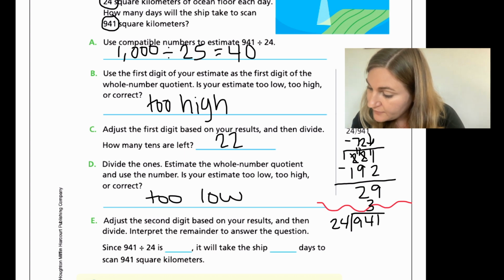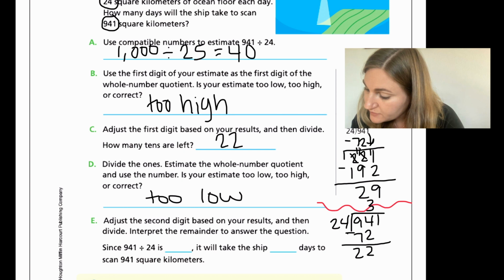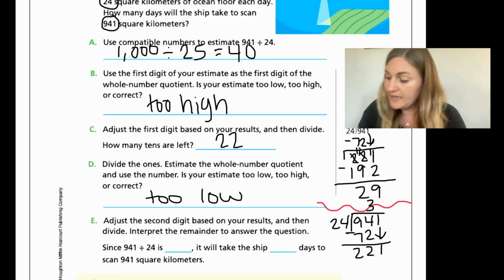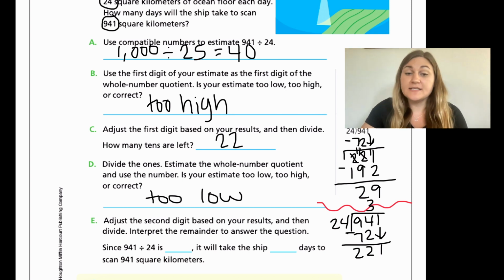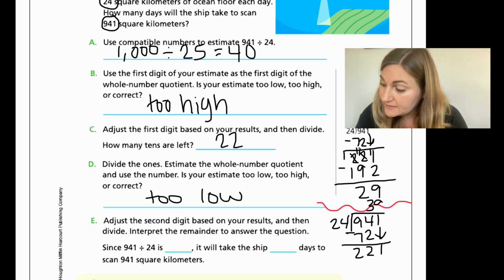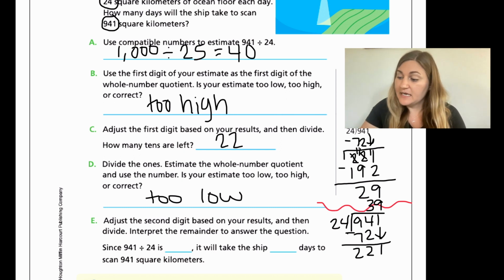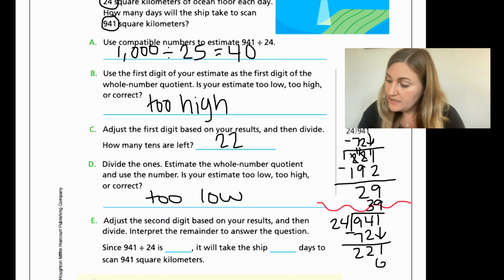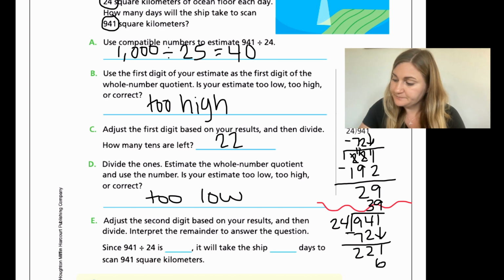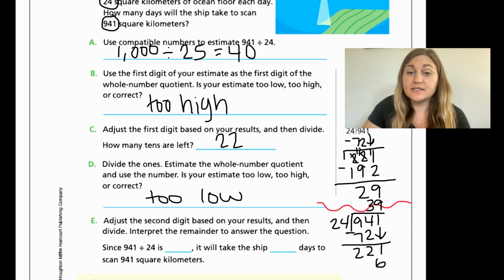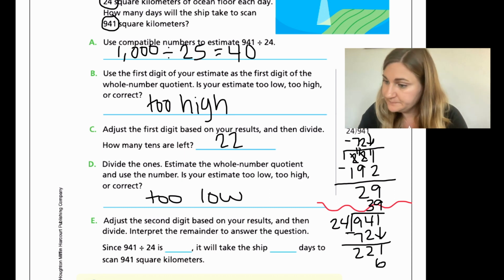I said I have 3. I got 72 subtracted. I had 220, bring down the 1. Okay, pause there. Now I said 8, we knew that didn't cut it, which means I need to move it up to be 9. All right, so now I can multiply through. So 9 times 4 is 36. Carry that 3. 9 times 2 is 18, plus that 3 more is going to be 21.